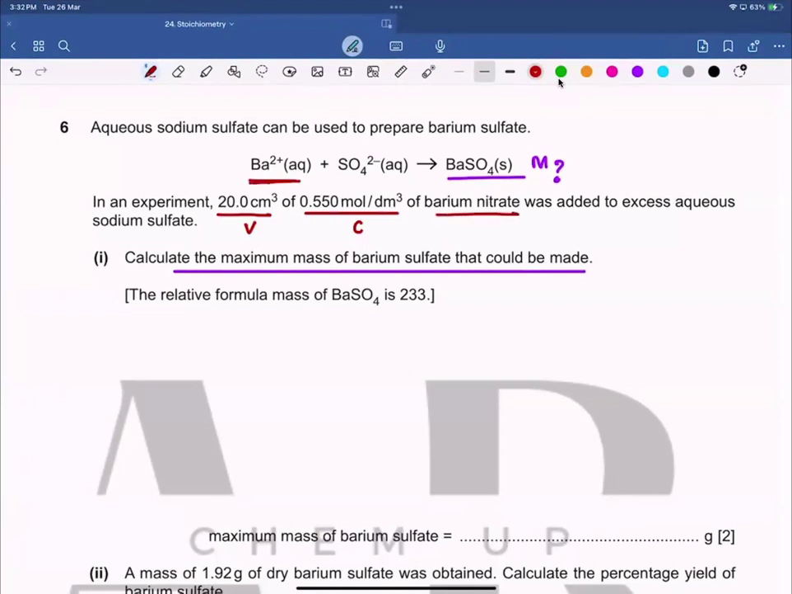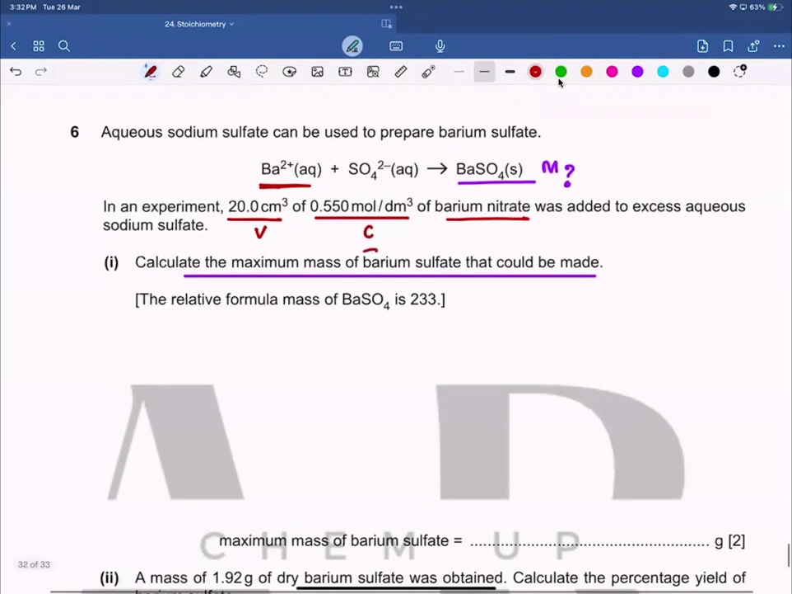So see, here we have a barium ion. So it means that this volume and concentration are of these barium ions. Is this understandable? Yes, sure. You have to calculate the mass of barium sulfate. So it means the barium sulfate is the one which is required by me. Is this understandable?